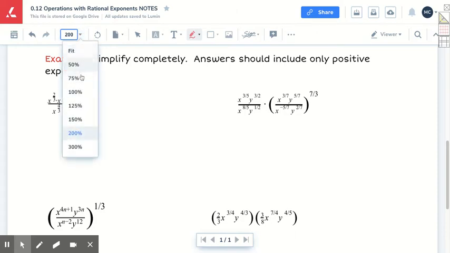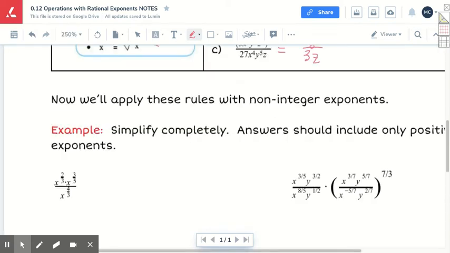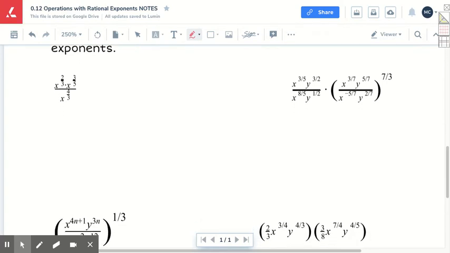So I think I'm going to make this just a little bit bigger so I can see it better. Y'all can probably see it just fine because you have lovely young eyes. All right, here we go.